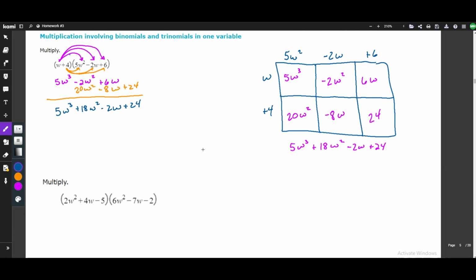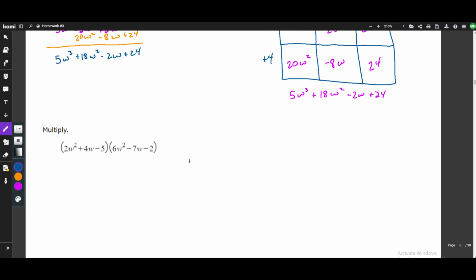So if I have trinomials, 3 terms and 3 terms, it gets a little bit messier, so I will distribute with the arrows first. We'll start with the 2w squared, and it's going to go 2w squared times 6w squared is going to be 12w to the 4th, because we add the exponents. 2w squared times negative 7w is negative 14w cubed. Now, notice I do the arrows and I do the multiplication at the same time. Don't just draw all your arrows and then try to figure out your multiplication. Do it one at a time. It works a little bit better.